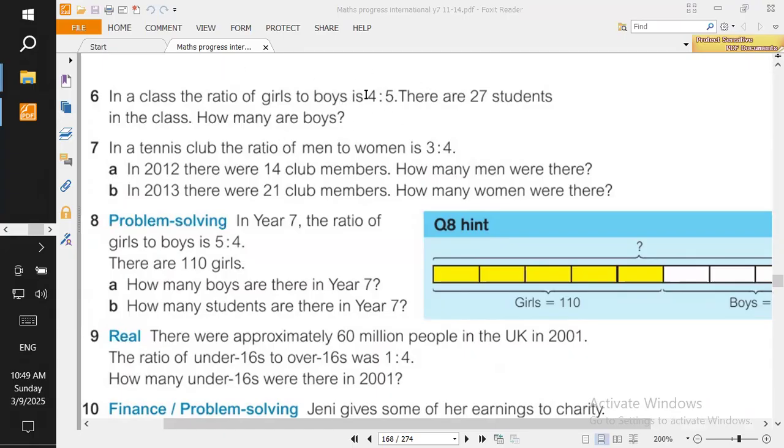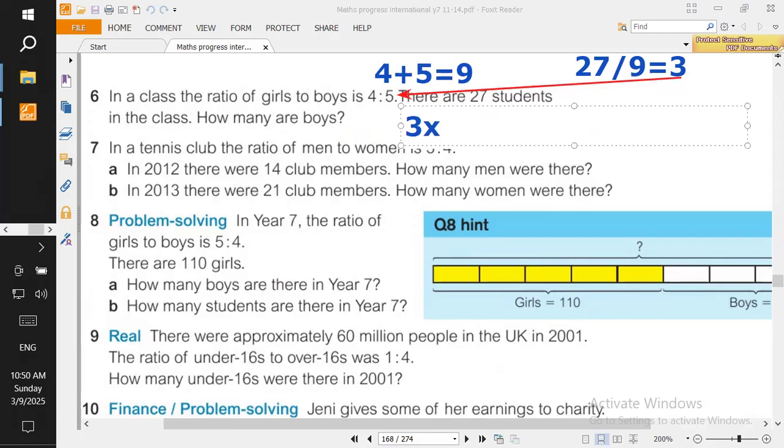So basically, first you add the ratios, 4 and 5. So 4 plus 5 will equal 9. That's the first step you do. And then you take the total number divided by the total ratio. So 27 divided by 9 will give me 3. Now I'm going to take the 3 multiplied by the number they need. They said how many boys are there. The ratio of the boys is the 5. So it means I'm going to multiply the 3 by the 5 and I'll get my answer. So 3 times 5 equals 15 boys. And this is the idea of sharing using a certain ratio.